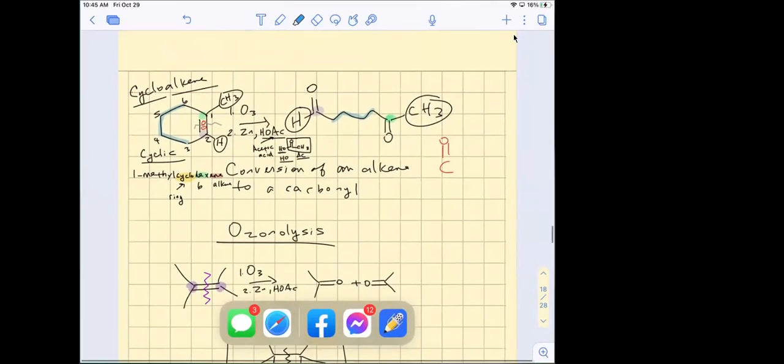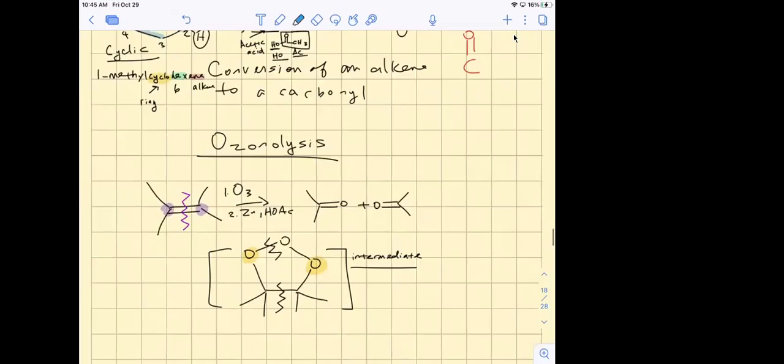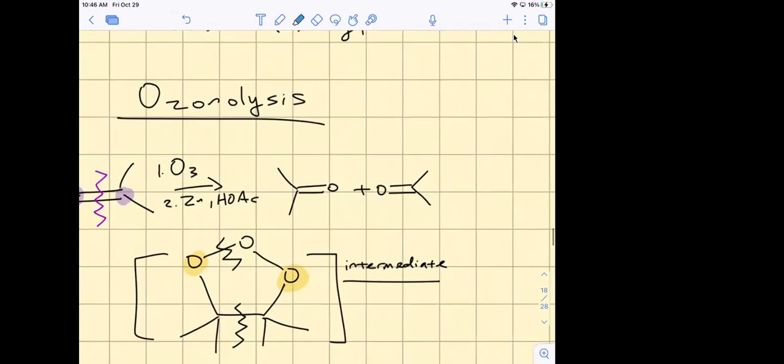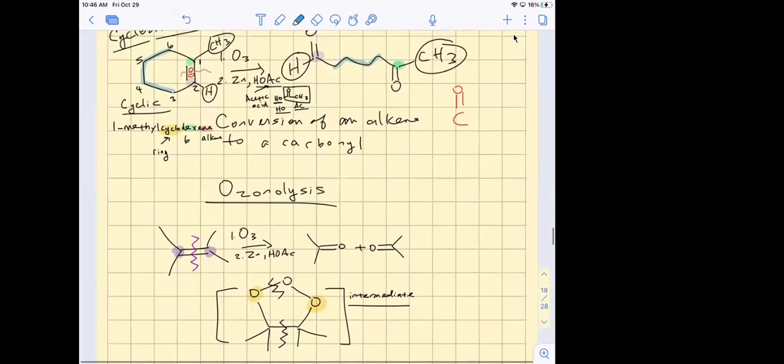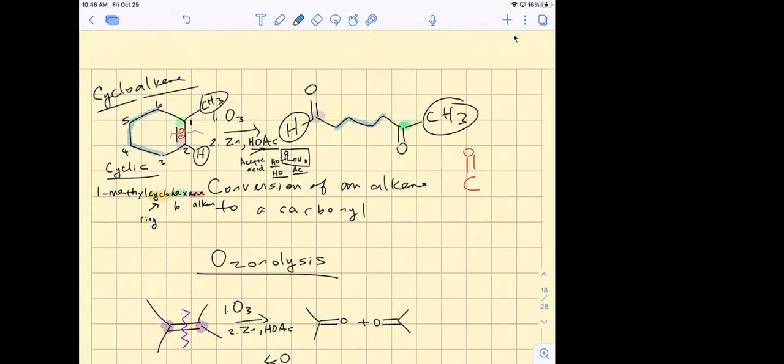If it was acyclic, like the one down here, then you're going to just get two products that are separate from one another. But if we do ozonolysis on a ring, then it's going to end up like so. It'll be acyclic, but both carbonyls will be in the same molecule.